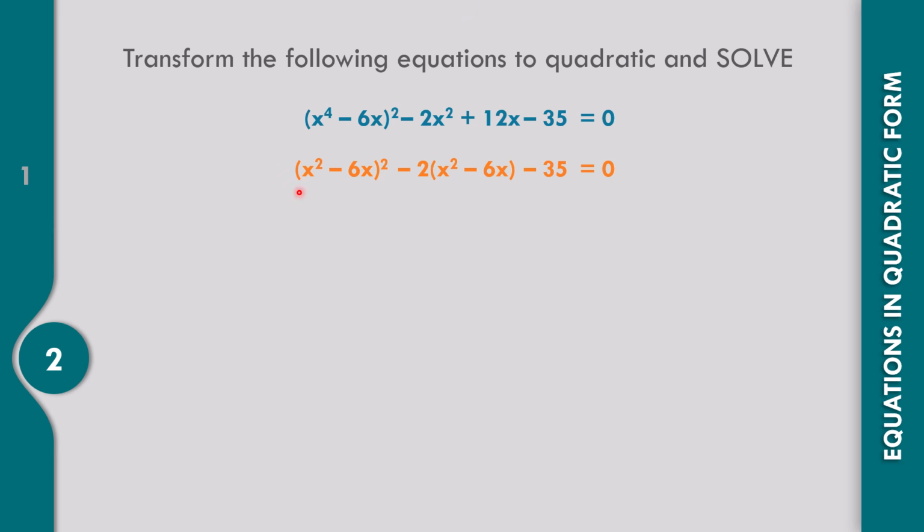So let us replace or simplify. Let x squared minus 6x be m. Any letter you want except x. So that becomes m squared minus 2m minus 35 equals 0. Afterwards, let us identify a, that is 1, b, that is negative 2, and then c, that is negative 35.